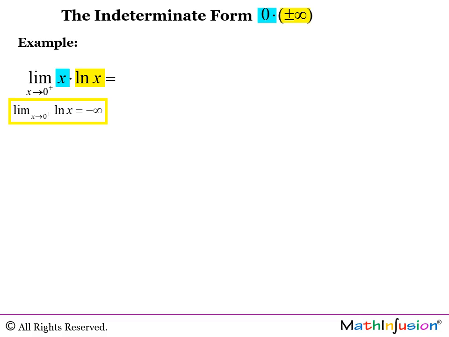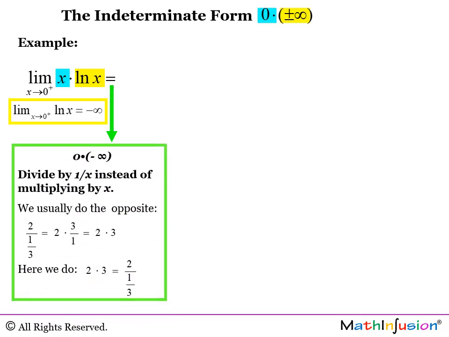I see a little problem here. I see a product. It is impossible to apply L'Hôpital's rule on a product. So what I'm going to do now is try to make a quotient out of this product. And here's the trick. I'm going to divide by 1 over x instead of multiplying by x. We usually do the opposite.